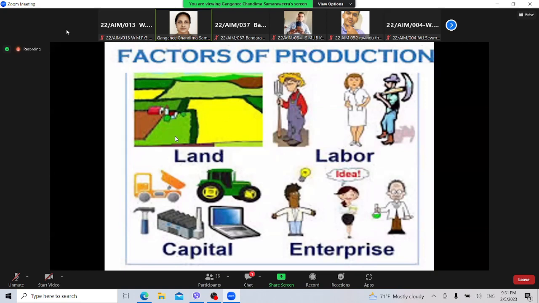Let's say I have abundant land, but I don't know how to plan the land. If I have plenty of labor, I don't know how to manage this labor. If I have many capital instruments with me, but I don't know how to work with them, then our whole production process may collapse. The alternative uses I told about in the land, we should know how to select the best alternative. So that's why we need entrepreneurship. These are the main factors of production we use in the production process.